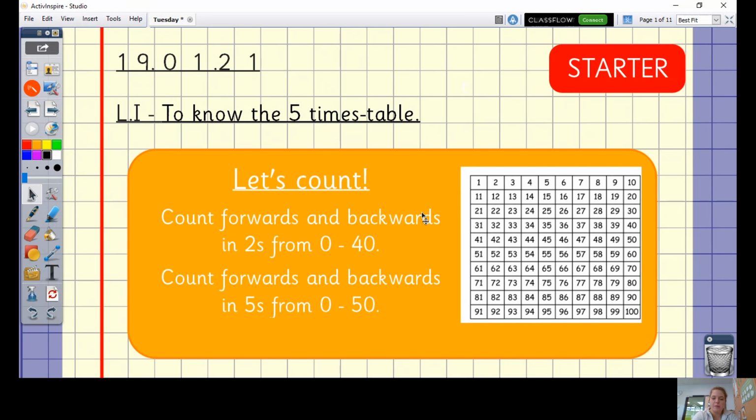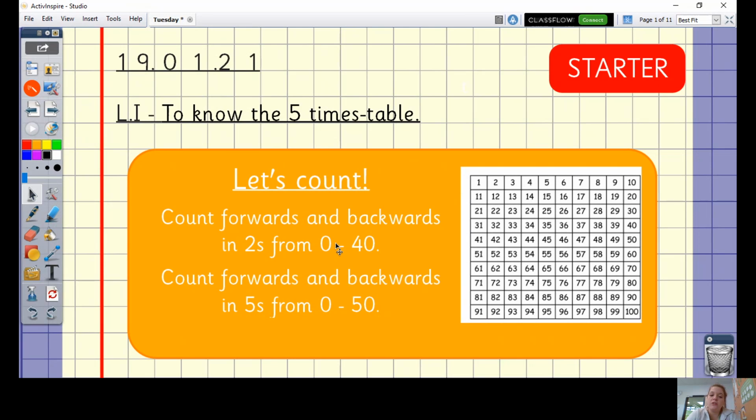Okay. So we're going to warm up our brains by doing a bit of counting. Now, as you can see, I've got a 100 square on my screen. If you would like to create your own 100 square, then you could find one on the internet to get up on the screen, or you might want to print one off. So we're going to start off by counting forwards and backwards in twos. We're going to count from 0 to 40. So counting forwards and backwards, that's a little bit more of a challenge.